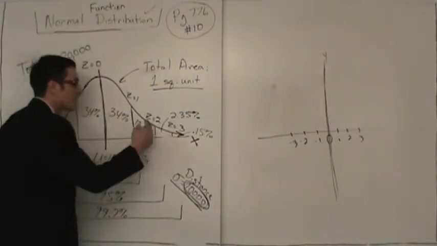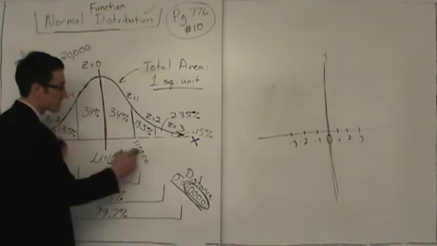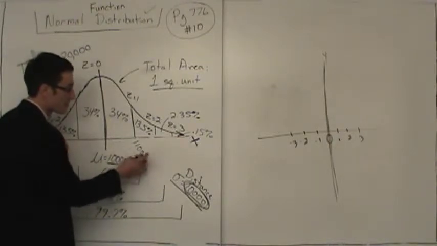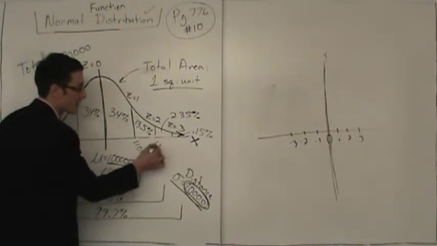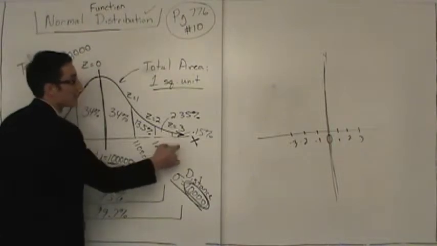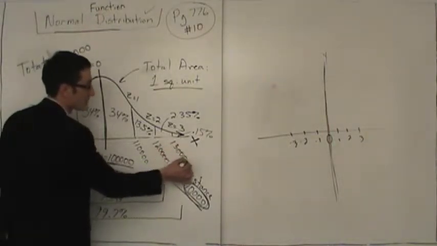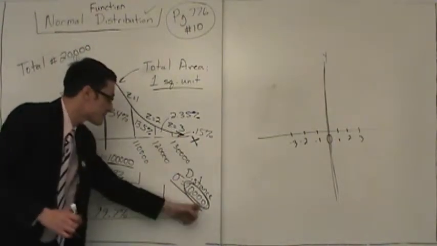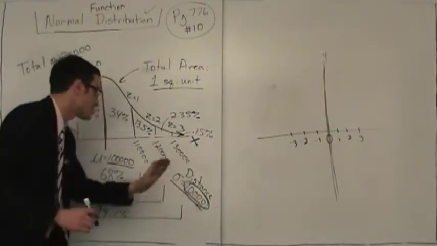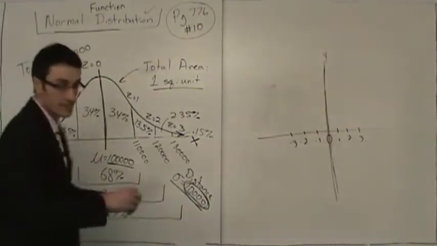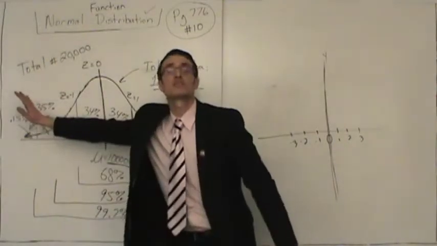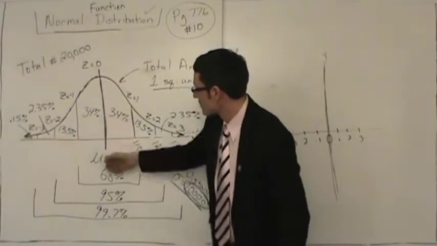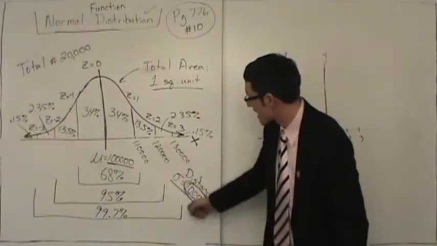Let's do it again. Add another 10,000. So 100,000 plus 10,000 is 110,000. Plus another 10,000 is 120,000. Plus another 10,000 is 130,000. Now, to go to the right is to add the distance, or to add your standard deviation. To go to the left is to subtract. So our center is 100,000. To go to the left is to subtract a standard deviation.